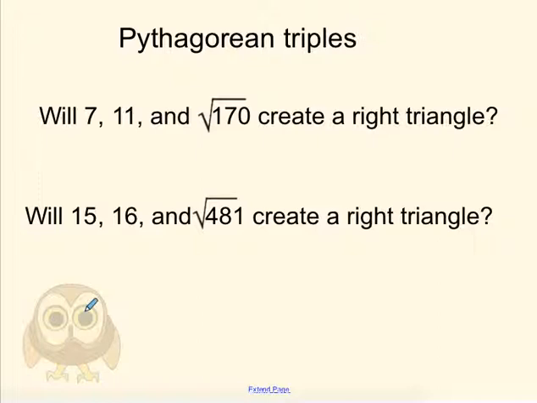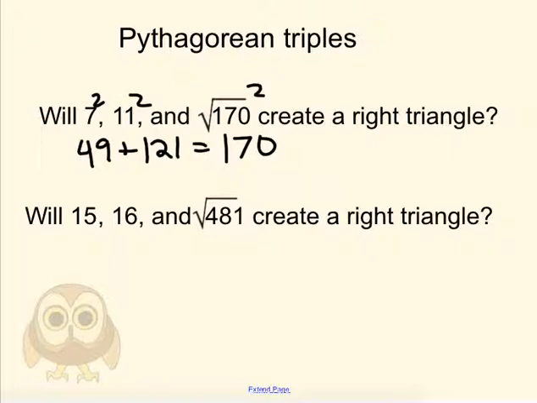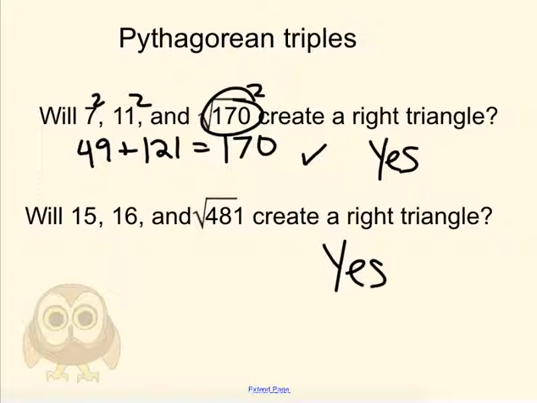But say we have things like this, 7, 11, and the square root of 170, and we say 49 plus 121, does that give me 170? Remember, I'm squaring each of these, okay? And yes, it does. So it does create a right triangle. It is not, though, a Pythagorean triple, because this is not a whole number. Same idea for this last one, and yes, it does create a right triangle. You can prove that for yourself, but it is not a Pythagorean triple.